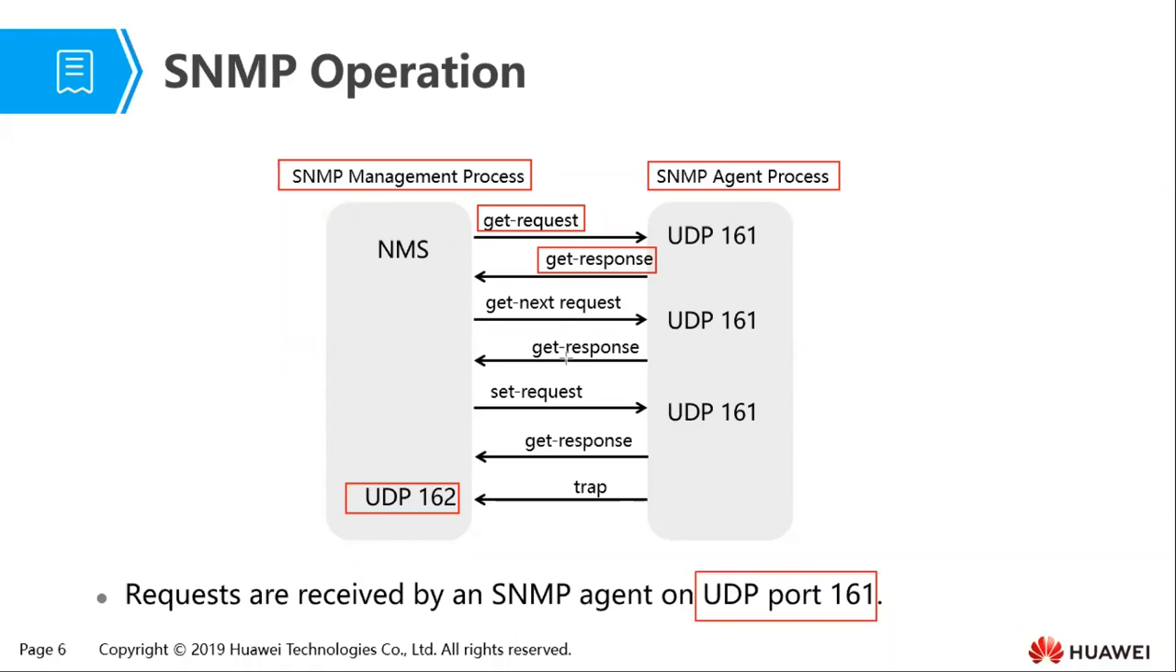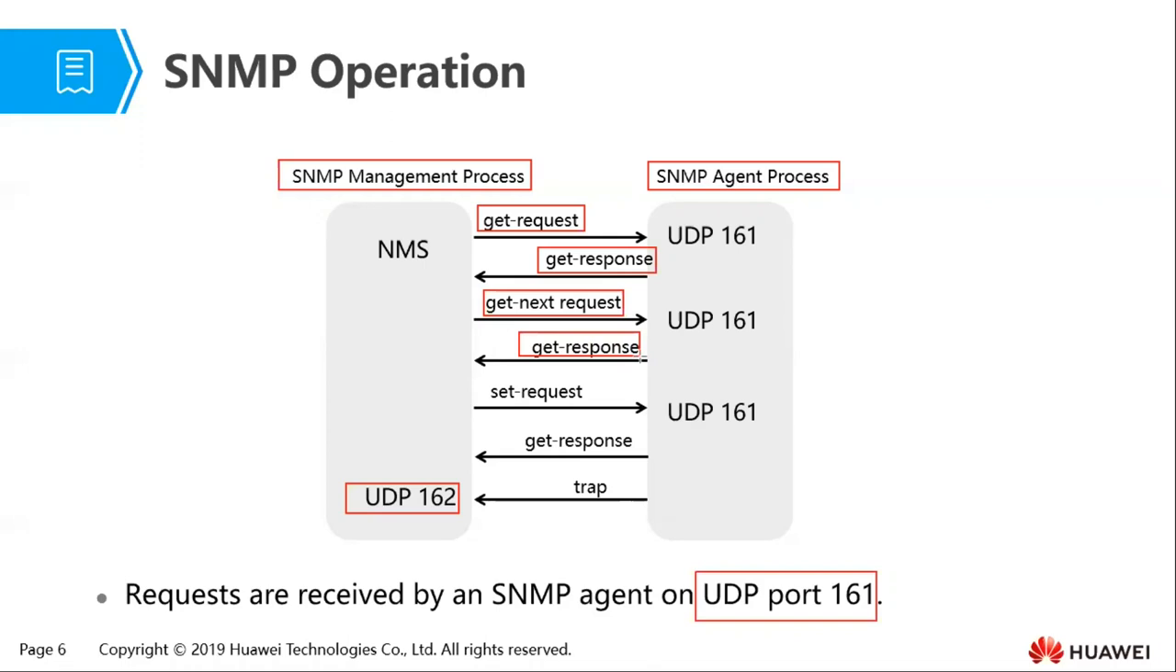Then get next request is exactly that. When you want to read the next parameter value in what they call the lexicographic order, that is, we are following the tree, so we are going deeper into the tree. So that is get next request, when we want the next parameter deeper into the tree. Then of course, when we send get next request, we'll always get a get response.